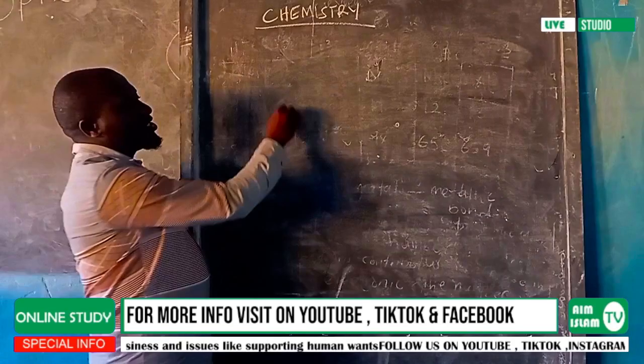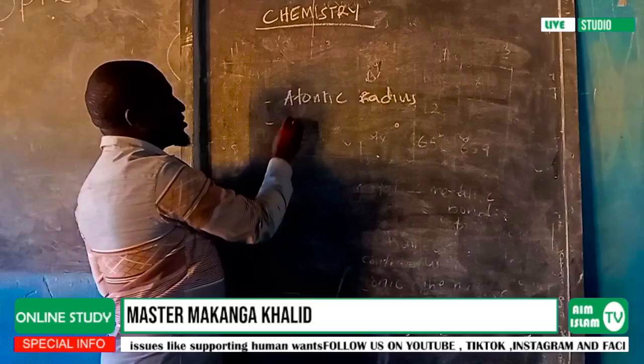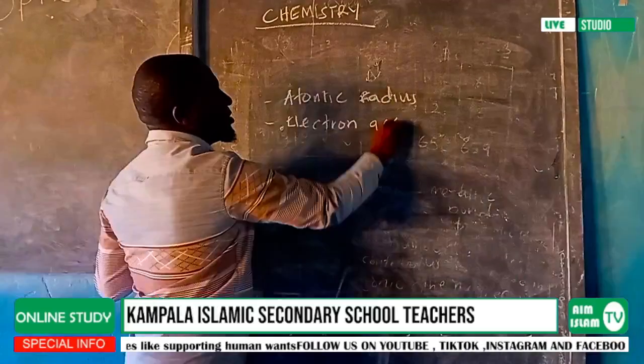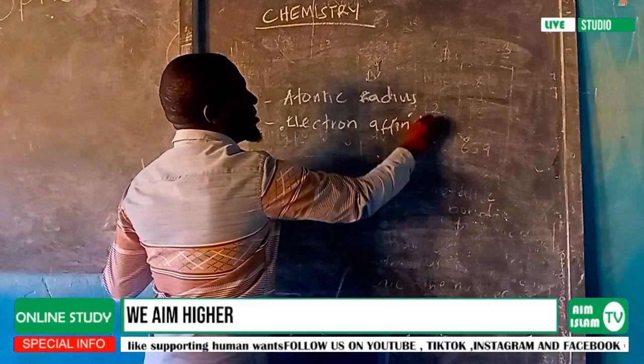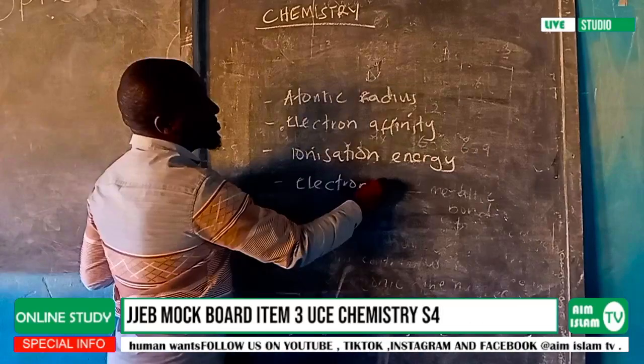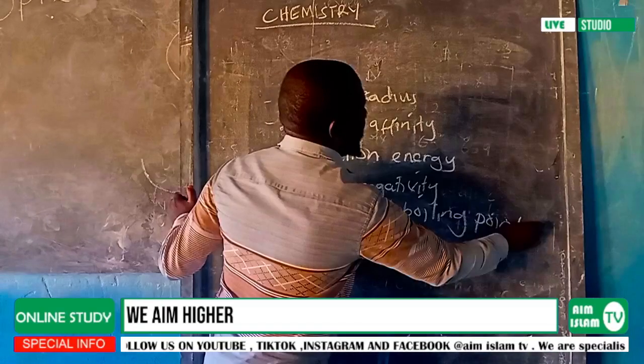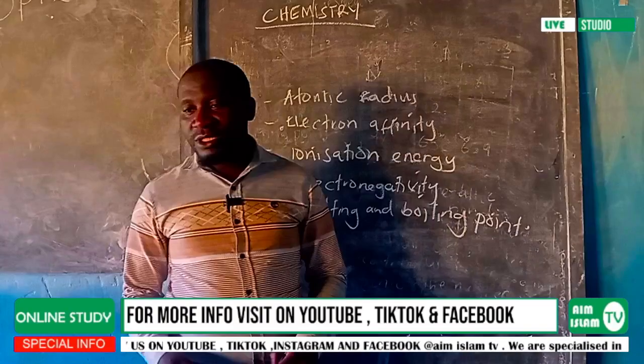The properties include atomic radius, electron affinity, ionization energy, electronegativity, electropositivity, and even the melting and boiling points. According to this item, it was showing the variation.